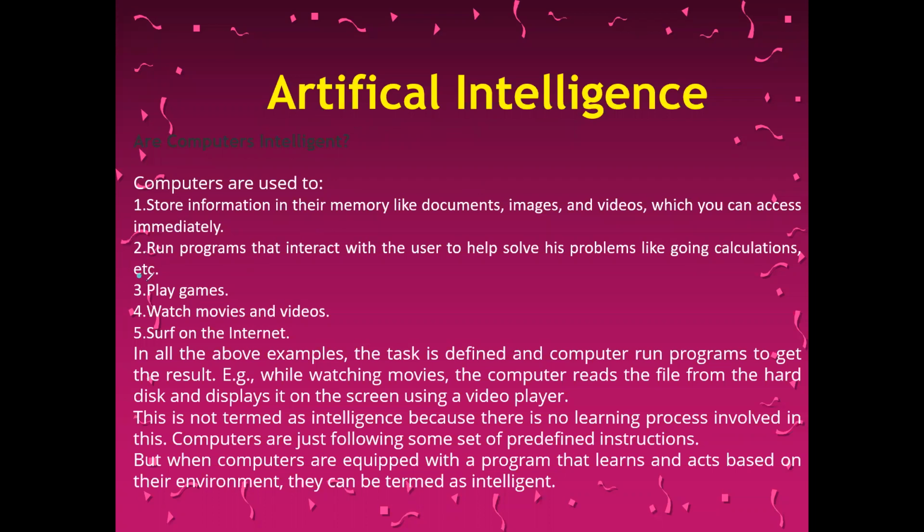Third, we play games, we watch different types of movies, we surf the internet. So in the above examples, the examples I told right now, here the task is defined and the computer runs to get the result, right? For example, when we are watching any movie, the computer reads the file from the hard disk and displays it on your screen using a video player, right? Now, this is not termed as intelligence because there is no learning process involved in this.